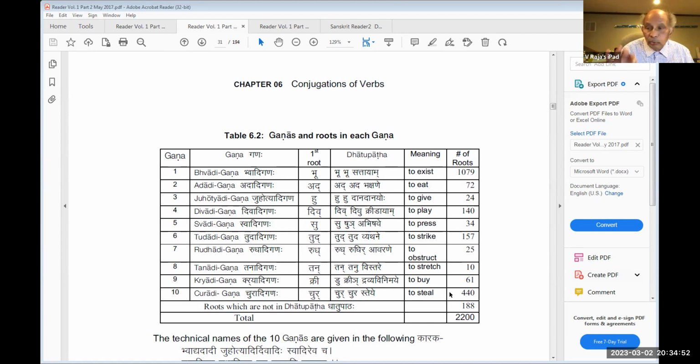And what we do in this class, because the first gana has a lot of roots, and then the fourth gana has the next level of roots, 140 roots. The sixth gana has 157, and the 10th gana 440. So if you add these up, it almost comes to 1500 out of 2000.